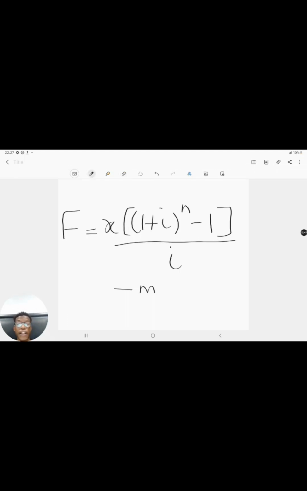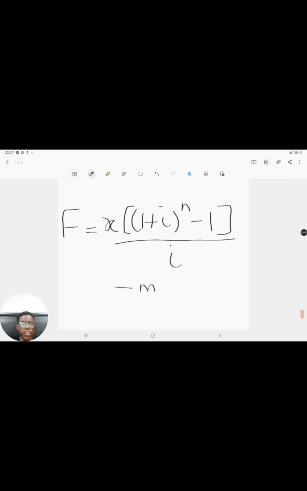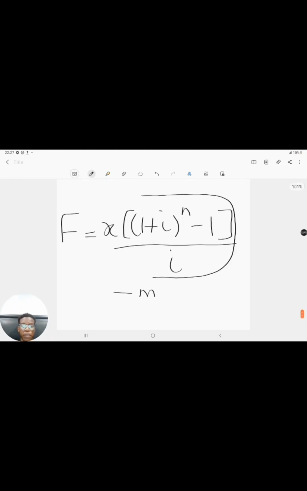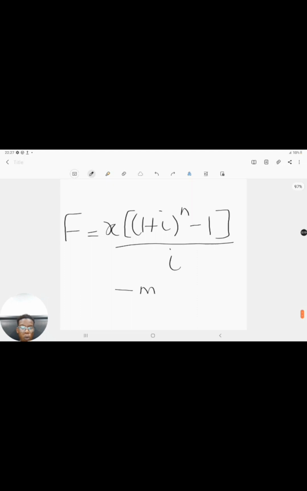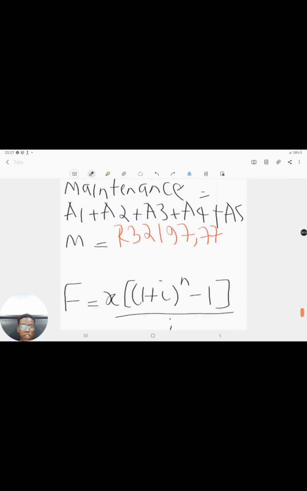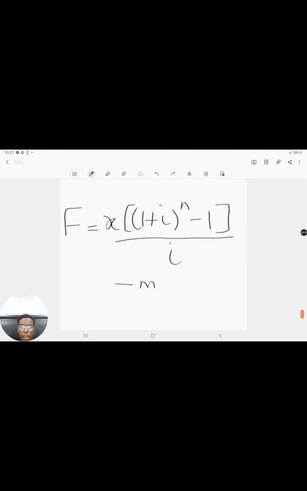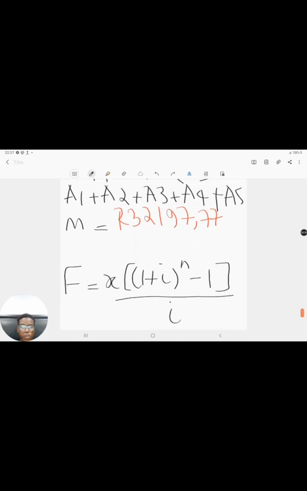It should just be bigger than that 11,000 that we calculated. Okay, so this one we calculated before. This one we actually didn't calculate it. Let's do it now. So what we are going to do, we want to find X, right? So let's make X the subject of the formula.